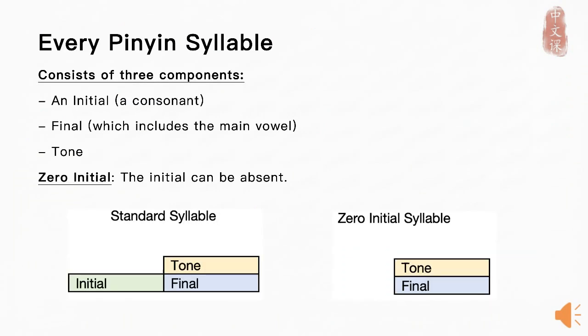Every pinyin syllable consists of three components: an initial, a consonant; a final, which includes a main vowel; and a tone. The initial can be absent, a configuration known as a zero initial.